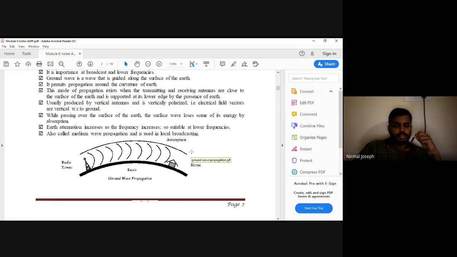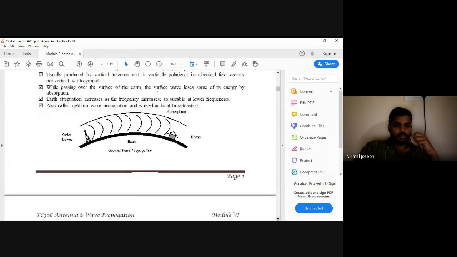Can you say one more limitation for this? As I already told, we are using lower frequencies. So from our previous discussions, from our first and second modules, can anybody say what will be one more disadvantage of this? Based on antenna height, yes, a tall antenna will be required, the antenna height will be more, since we are using lower frequency waves. That is also one limitation of this mode of propagation.